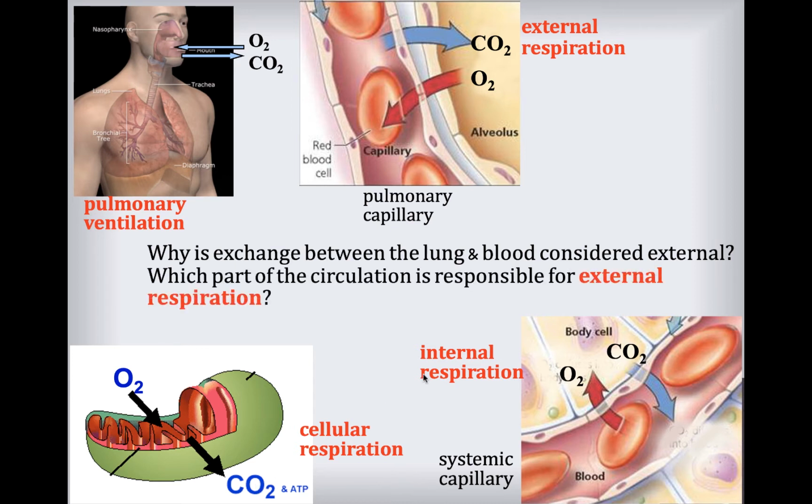Which part of circulation is responsible for external respiration? Here's your hint right here. If you think that it's the pulmonary circuit, then you're right. Now the answer to this should be fairly easy: what part of the circuit is responsible for internal respiration? That would be the systemic circuit.